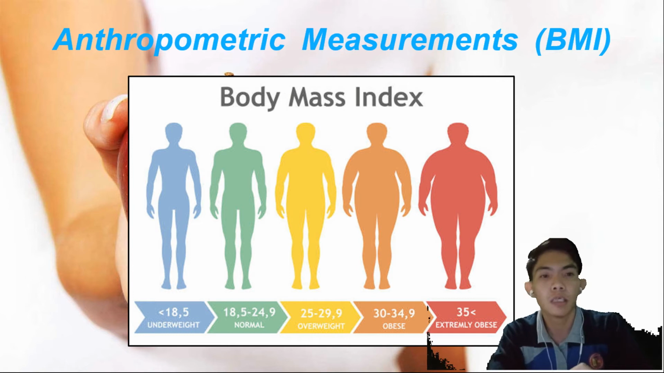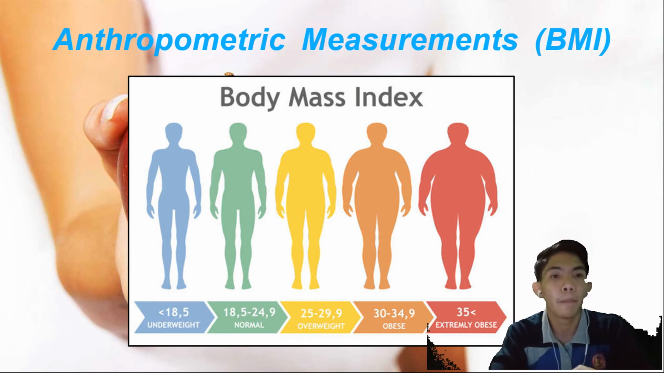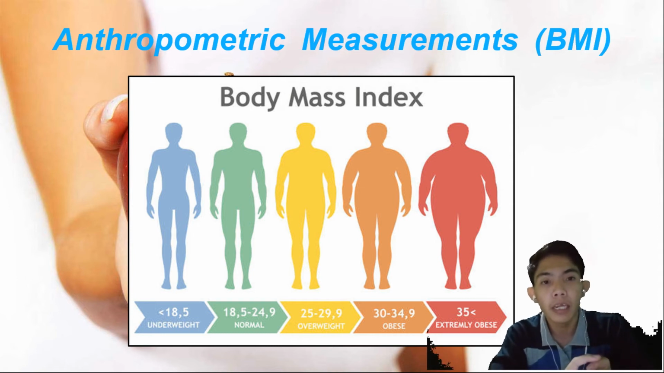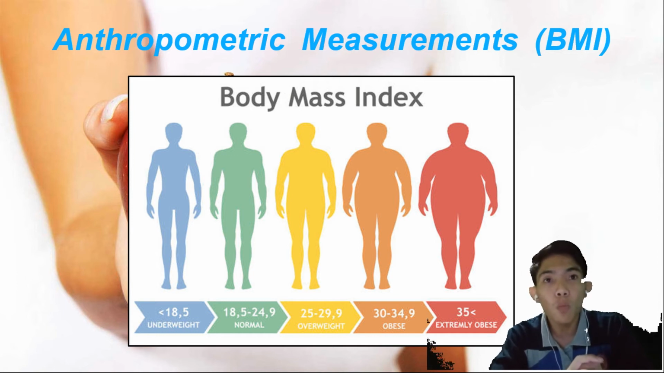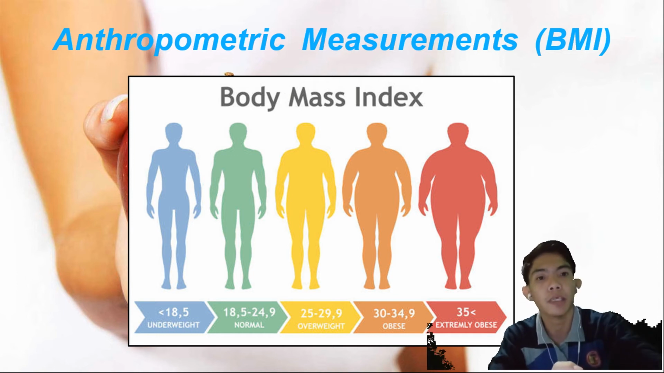Next slide is classification of your BMI. If your BMI is less than 18.5, your body is underweight. If your BMI is 18.5 until 24.9, your body is normal and risk of comorbidities is very low. But if your BMI is more than 35, your body is extremely obese and risk of comorbidities is very severe.